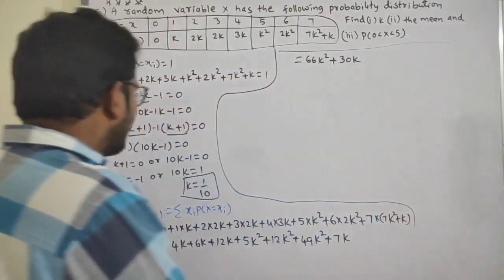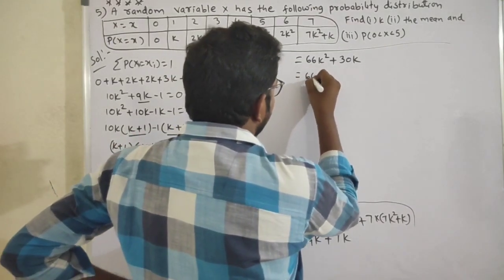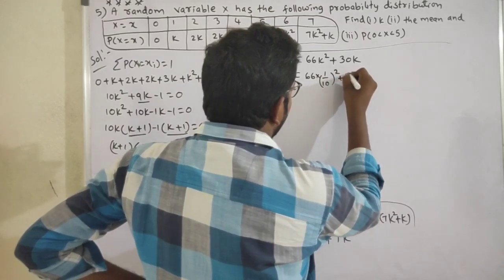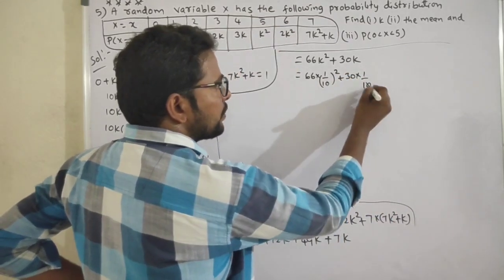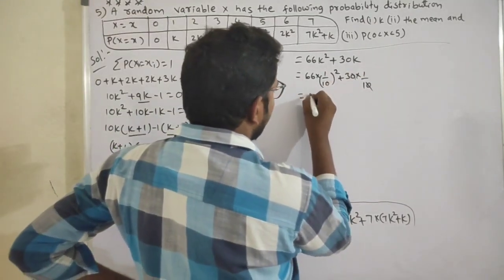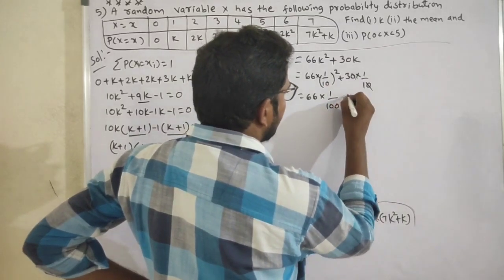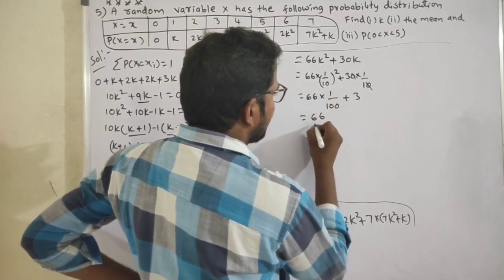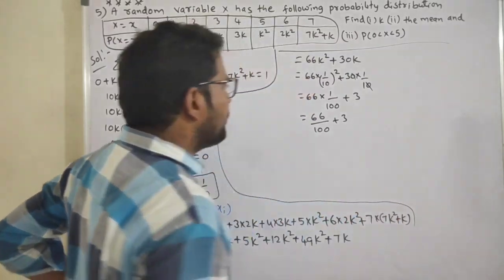Now substitute the value of k. What is the k value? 1 by 10. Substitute it here. So 66 into (1 by 10) whole square plus 30 into 1 by 10. Here the 0 cancels: 10 ones are 10, 10 threes are 30, so 3. 1 square is equal to 1 only. 66 into 1 by 10 square is 66 by 100, plus 3 ones are 3. So we can write this as 66 ones are 66 by 100 plus 3.